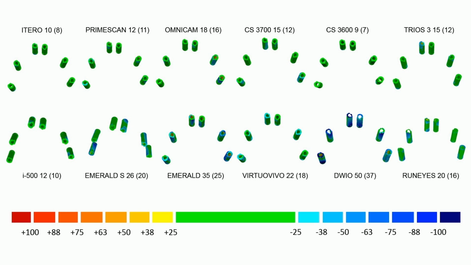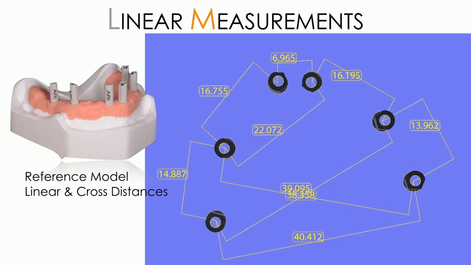We reach perfection here. But also with iTero, the results were excellent. With PrimeScan, with CS3700, there is very little deviation. I mean, everything is very satisfactory. And what we can achieve now was not possible to achieve even a couple of years ago.